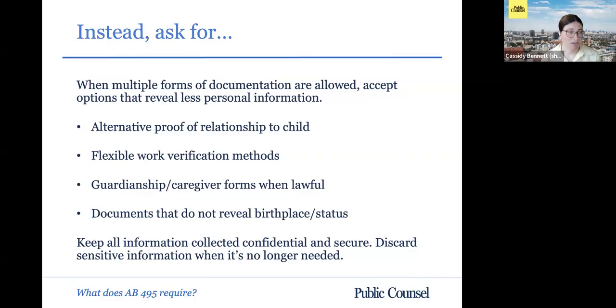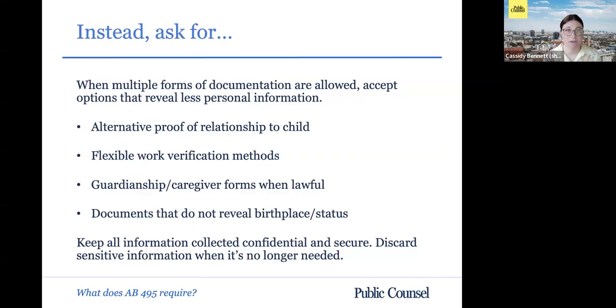You can ask for, just in general, documents that don't reveal birthplace or status. Remember that any information that you do collect must be kept confidential and secure. And providers should limit your staff access to records as much as possible. If you can use one administrator for all the requests, make sure you're never casually discussing family information, and document any unusual requests that you get.